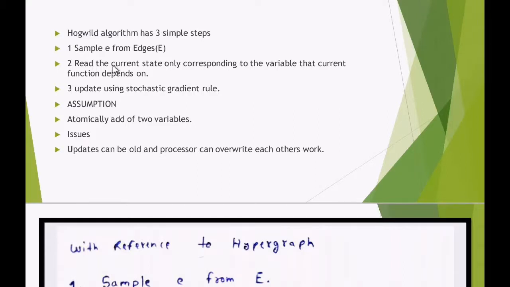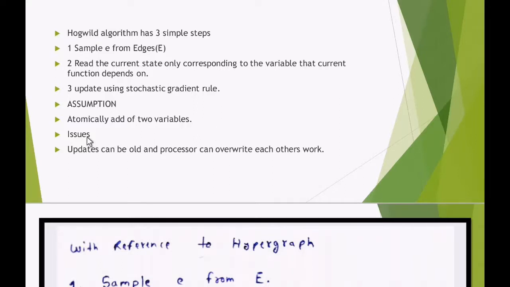Then we read only the current state corresponding to the current function. As we know, due to sparsity, the data is localized, so a local piece of data is responsible for changing only a local part of the decision variable. After reading this value, we update it using the stochastic gradient descent rule. This Hogwild algorithm also has one assumption: we must be able to add 2 variables atomically, that means in a single cycle. This is a standard instruction found in most systems, even our Intel systems.